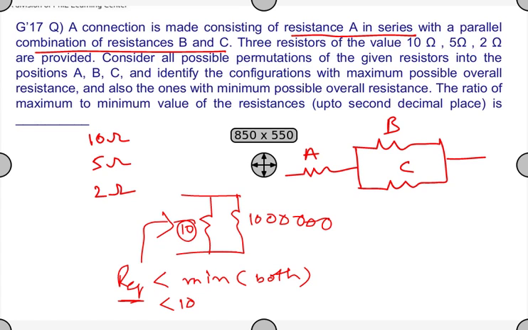If there are two resistors connected in parallel, the equivalent resistance will be less than the minimum of both the resistances. This is valid in case of parallel networks. I hope you're taking down in your notes. This is one of the important concepts.